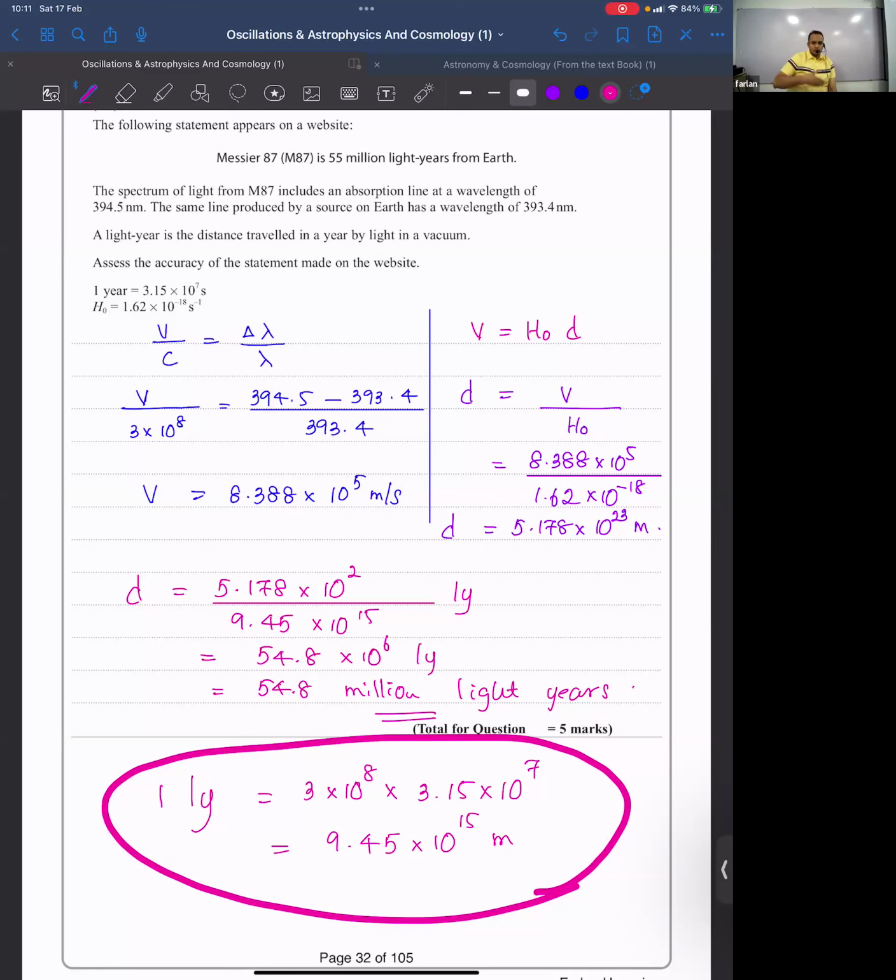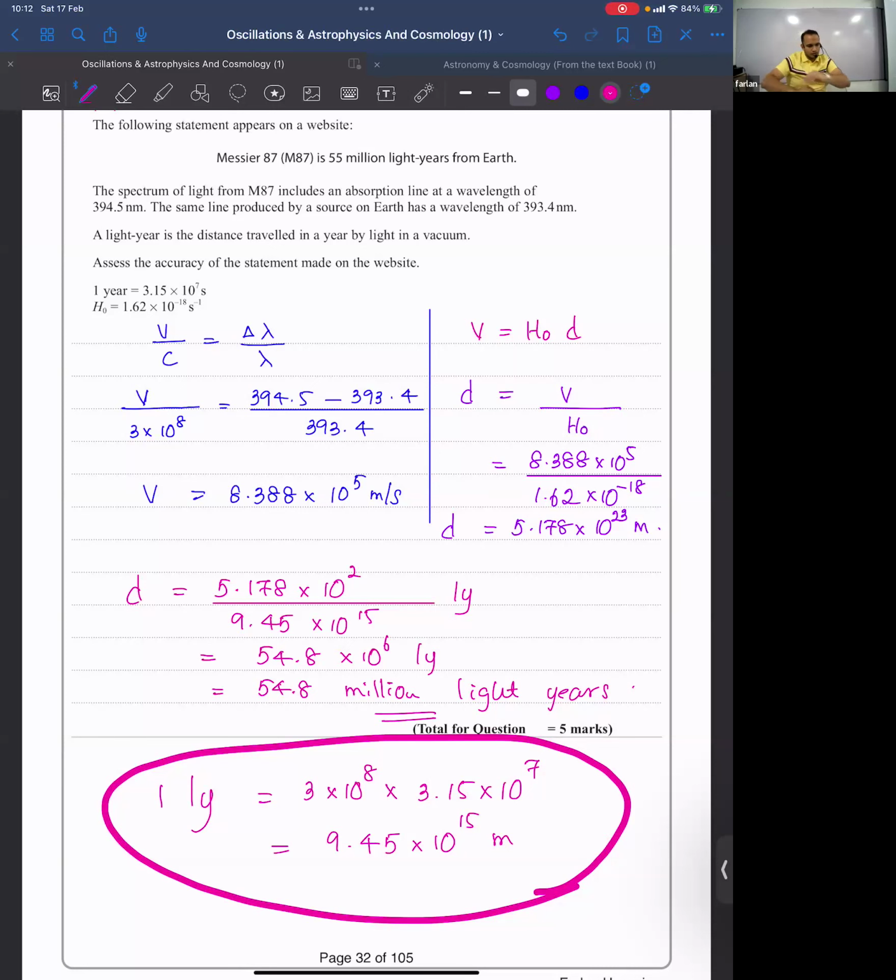At any point, if you want to convert light years into meters, you multiply by 9.45 into 10 to the power 15. To convert meters to light years, you divide the value in meters by 9.45 into 10 to the power 15. So I got it in meters, and I divided that by 9.45 into 10 to the power 15. That tells you the distance from us to M87 in light years, which I'm getting as 54.8 into 10 to the power 6, that is 54.8 million light years. The statement says it's 55 million light years. Totally fine.